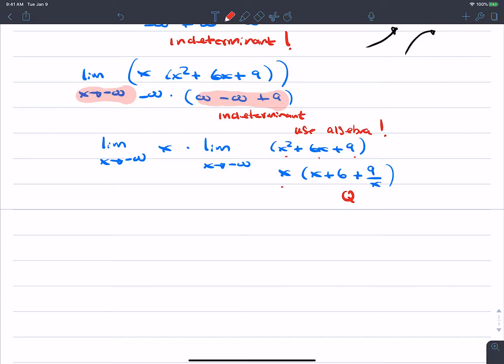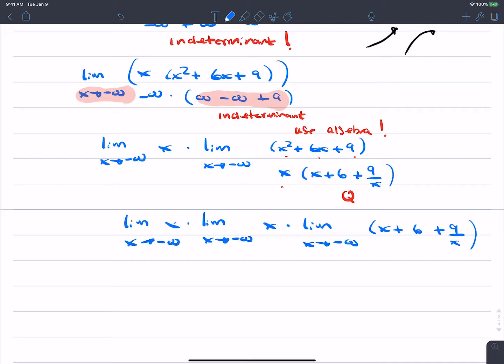Now, a couple of things we could look at here. This is going to be the limit as x goes to minus infinity of x times the limit as x goes to minus infinity of x plus 6 plus 9 over x. And don't forget out here, you already had that limit as x goes to minus infinity for the x. Okay? You guys okay with that? I just bring down that first one.